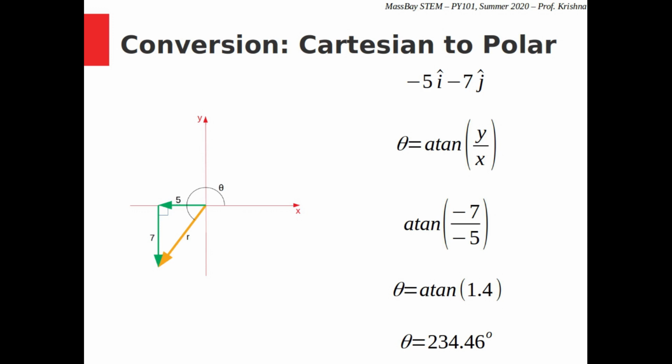This is why it is so important to draw the vector first. Your calculator will not always give you the right answer for the angle, so you have to adjust it as needed. In this case, we have to add 180 degrees to the result the calculator gave to find the real value of theta, which is 234.46 degrees.